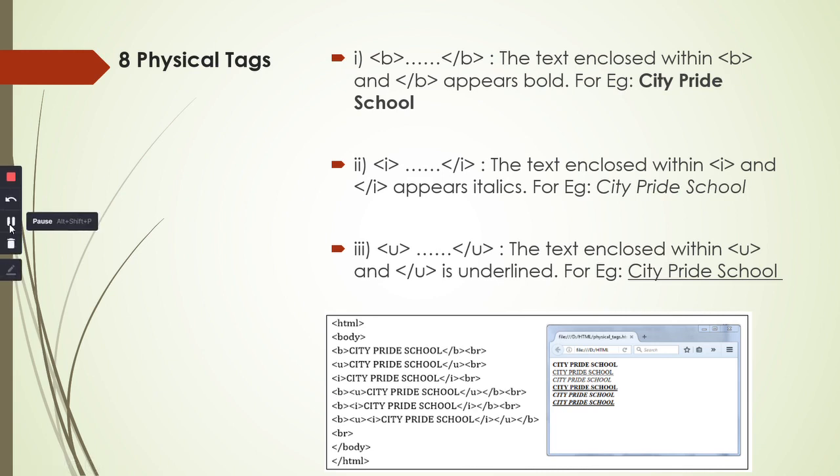The text enclosed within the B opening tag and B closing tag appears in bold. As you can see in this example, City Pride School has come in bold. Similarly, the second physical tag is italics, I, opening I tag and closing I tag. The text enclosed within these tags appears in italics. Example shows here. The third physical tag is the underline tag, opening U tag and closing U tag. Text enclosed within will be underlined. Example right here.